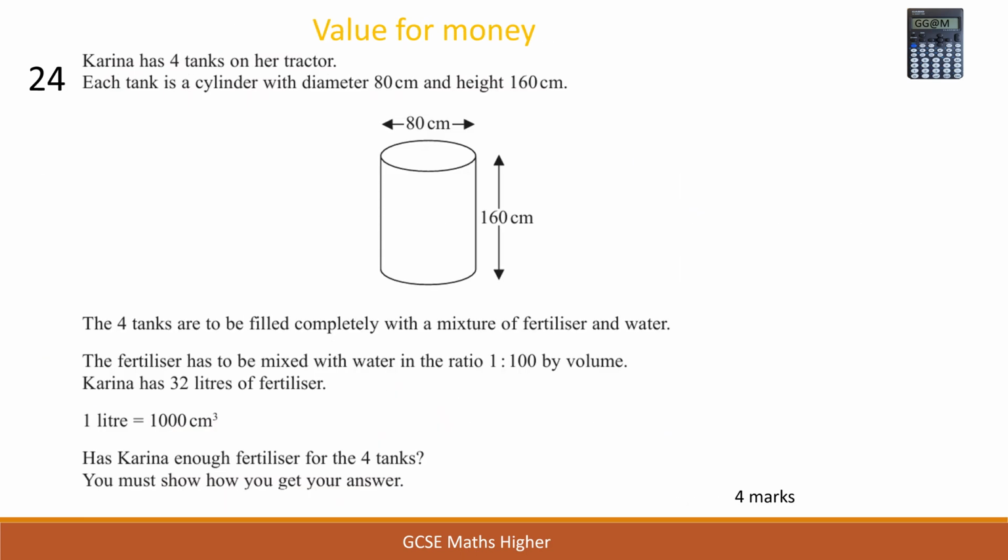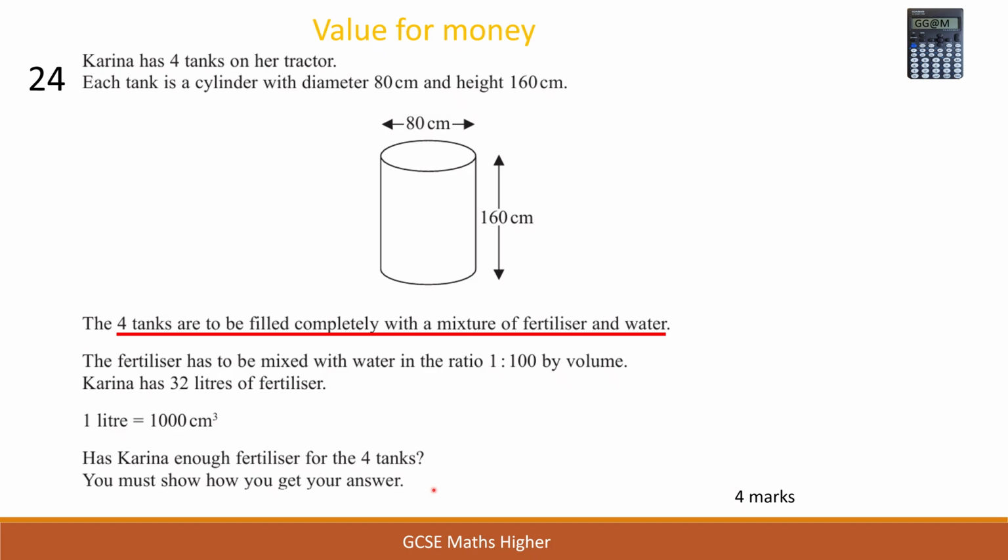This is a value for money question. Again, it's quite a wordy question, worth 4 marks, so make sure you read the question carefully. You can see we've got a ratio in here, so make sure you know how to deal with this ratio to work out if you've got enough fertiliser for the 4 tanks. Press pause, have a go at working out the answer, and then press play when you're ready to hear the answer.